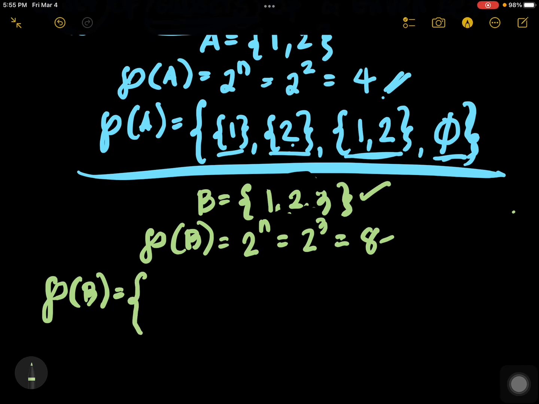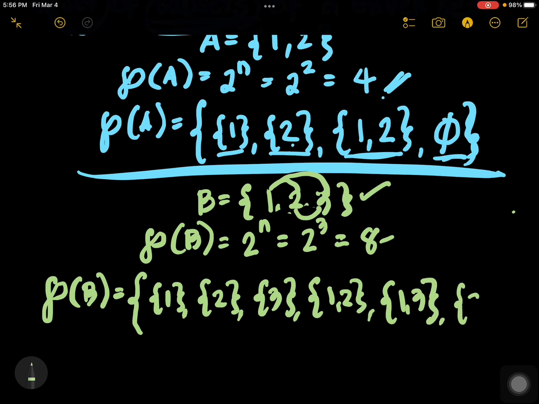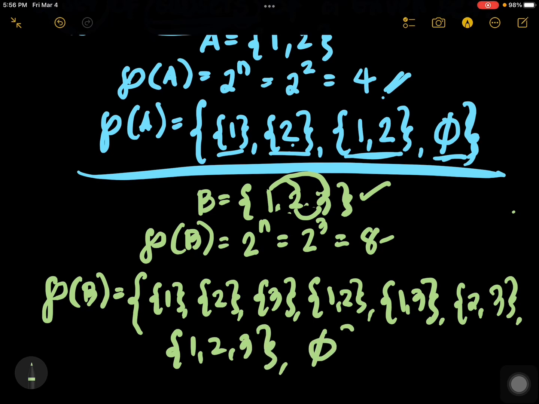So it is a set, so it is enclosed with the braces. So the first ones are individual: 1, 2, 3. The second ones are by 2 already. So 1, 2. And then you have 1, 3. And 2, 3. Do you get the pattern? You have the last two already. We have the whole set itself, 1, 2, 3. And the last one, the null.